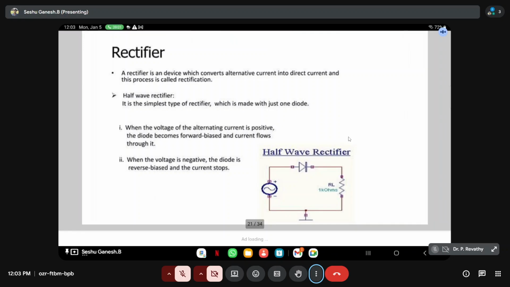Okay, so first we are going to see the introduction part, that is the theory part about the rectifiers, where you can see how it works. You will get a basic knowledge about how a half wave rectifier is going to work, how a full wave is going to work. Then we'll go into the derivation part.